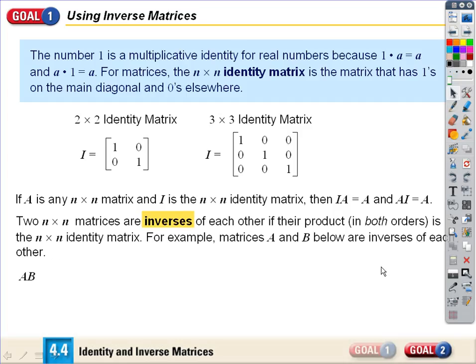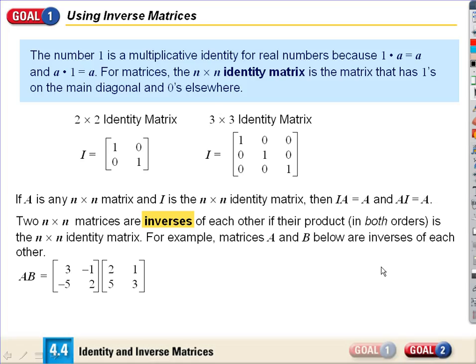For example, A times B. A and B are inverses of each other. Okay? B is the inverse of A, and A is the inverse of B. If I multiply those two matrices together, and we could demonstrate that on our calculators if we want to, we're going to get back a 2x2 identity matrix. That's proof that these two matrices are inverses of each other. So that's an easy way for us to always check.